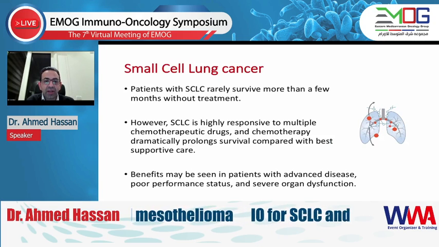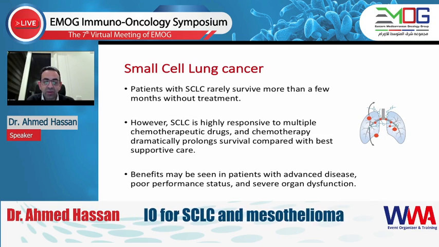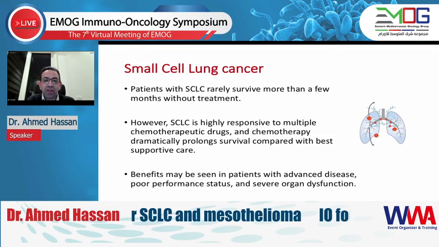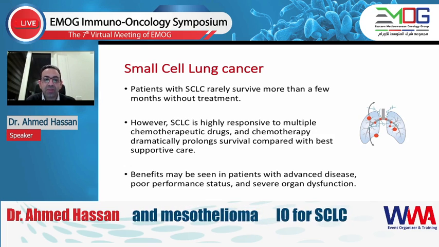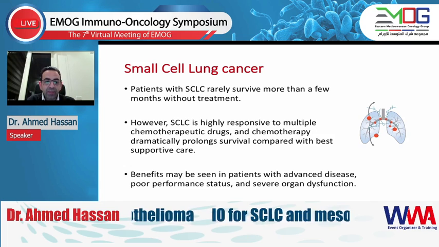Patients with small cell lung cancer have an adverse prognosis, unfortunately. If they are not treated, survival is usually counted in weeks or even days. Some reports say best supportive care gives patients around 60 to 90 days, less than 3 months sometimes. However, they are very highly responsive to systemic treatment, to chemotherapy.